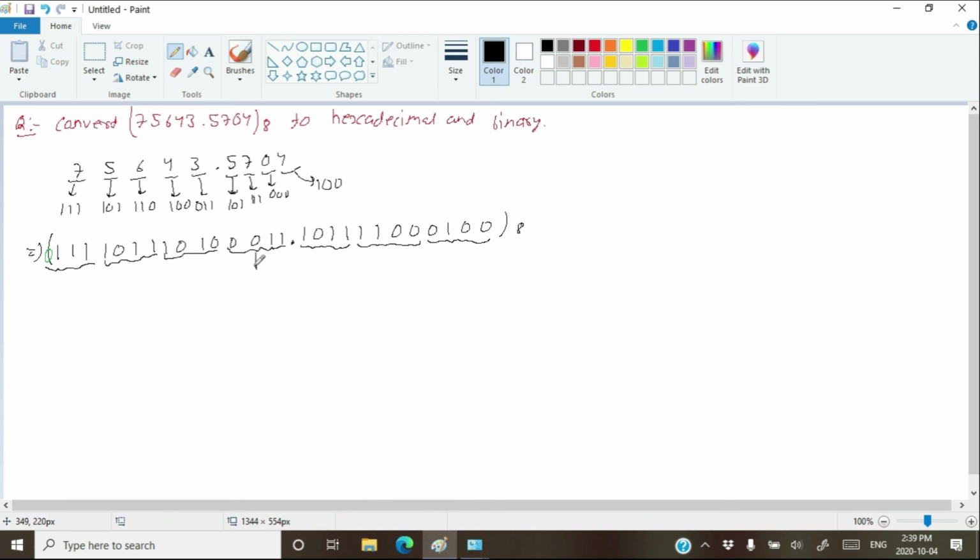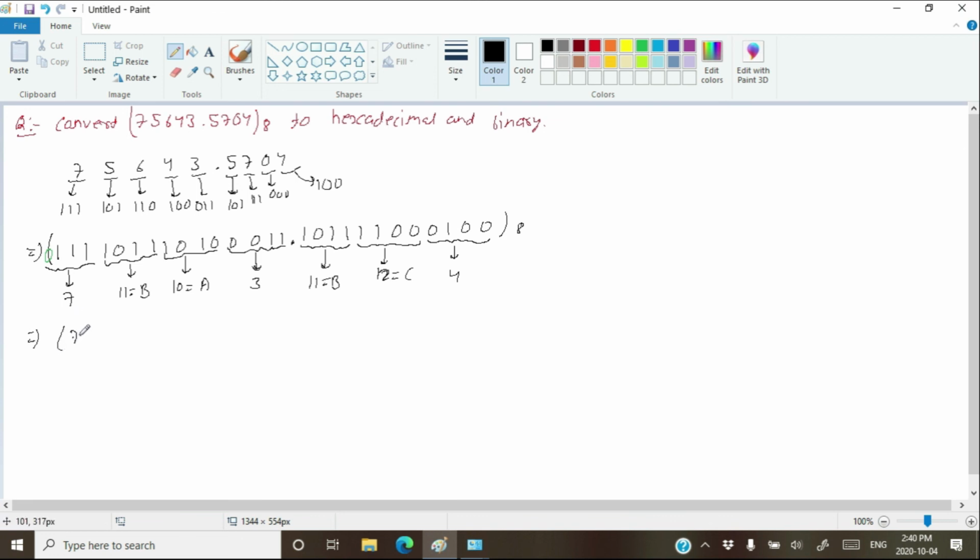Now convert all these 4-bit numbers into decimal. So here it is 3, here it is 10, and 10 in hexadecimal is A. Here it is 11, 11 in hexadecimal is B. Here it is 7. Here it is 11, 11 in hexadecimal is B. Here it is 12, 12 in hexadecimal is C. And here it is 4. Now you put all the hexadecimal digits together to find the final hexadecimal number.